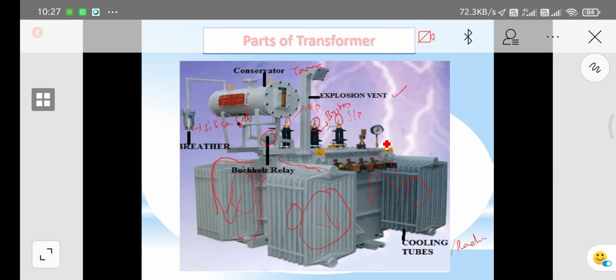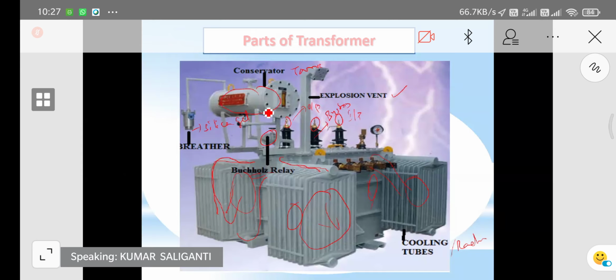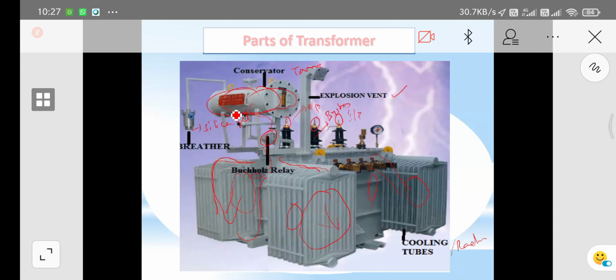Suppose when the oil level has to be reduced, so much oil will take place in the conservator tank, so the oil has to be sent like that. So what I'm saying here, the conservator conserves the transformer oil. It is a metallic, cylindrical drum.